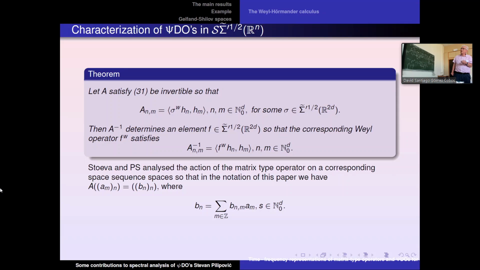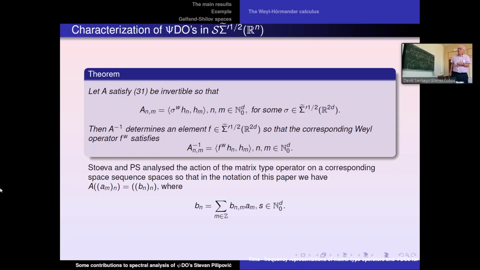And this is a theorem. If sigma belongs to that space, and if I have this matrix, then e to the power -1 determines an element of the same space, so that A_{nm} is just, so I have this inverse element, and the Weyl quantization of it. It works in that case as a matrix.